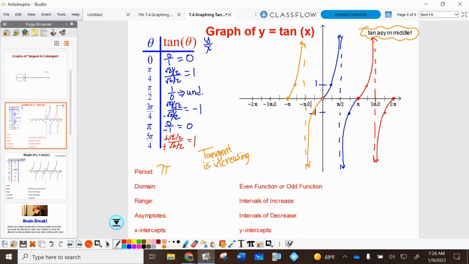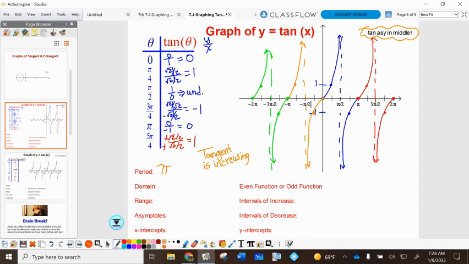So let's try that again. So we're going to go midline to midline, tan assy in the middle, increasing through the key point, increasing from the asymptote through the key point back to the midline. So that's one cycle of tangent.